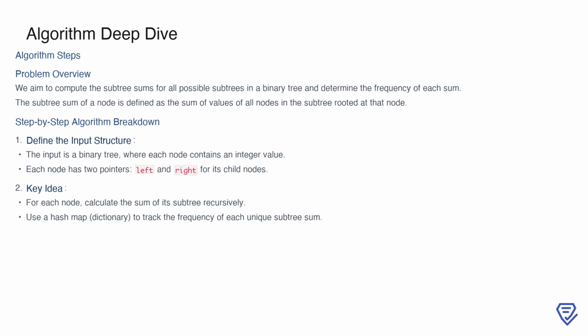To solve this problem, we need to calculate the subtree sums for all subtrees in a binary tree and determine how frequently each sum occurs. A subtree sum is defined as the total sum of all node values within a subtree rooted at a specific node. The input is a binary tree, where each node has an integer value and pointers to its left and right child nodes. The key idea here is to compute these subtree sums recursively for every node and use a hash map to track the frequency of each unique sum. This hash map will allow us to efficiently record and access how often each sum appears.